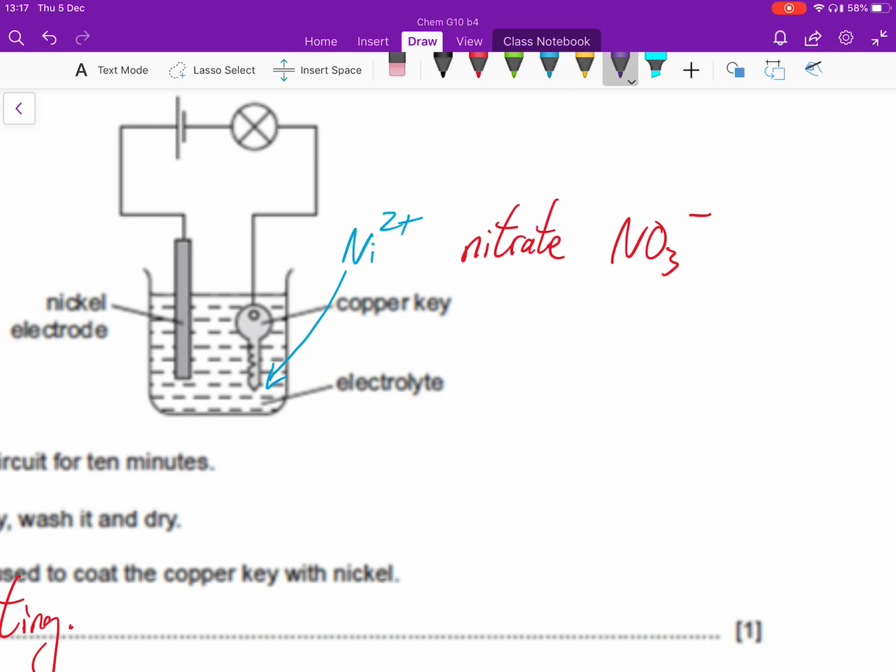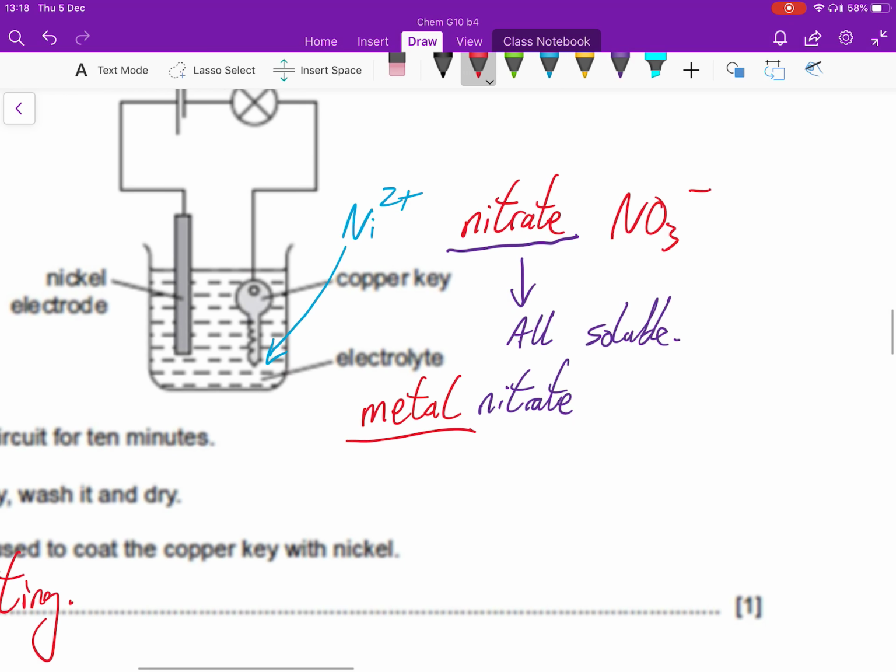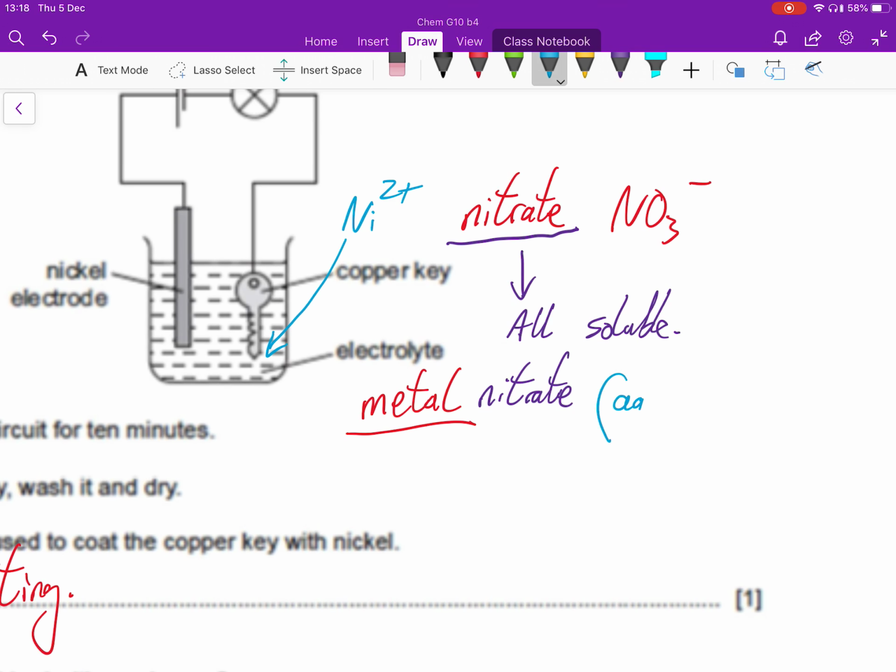The reason why I say use nitrate is because all nitrates are soluble. So for any question like this, you will want to say the metal nitrate. And we want it dissolved as well, so we'll also want to say aqueous. Aqueous, meaning dissolved in water.